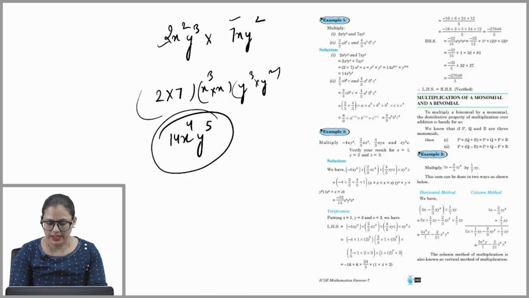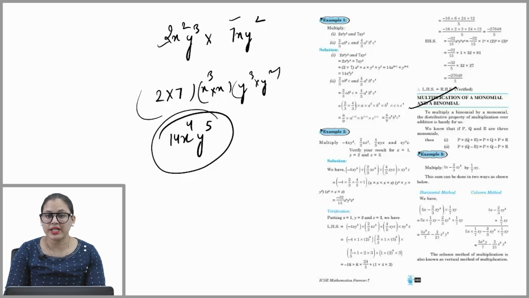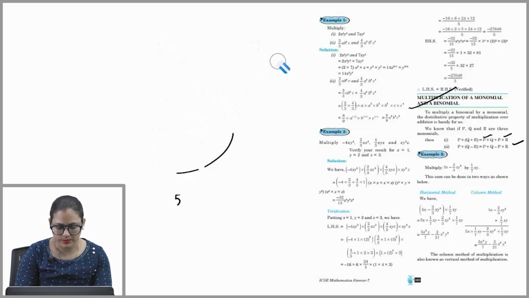Okay. Now multiplication of a monomial and a binomial. To multiply a binomial by a monomial, the distributive property of multiplication over addition is handy for us. We know that if p, q and r are three monomials, then p into q plus r is what? p into q plus p into r, and in case of subtraction, p into q minus p into r.